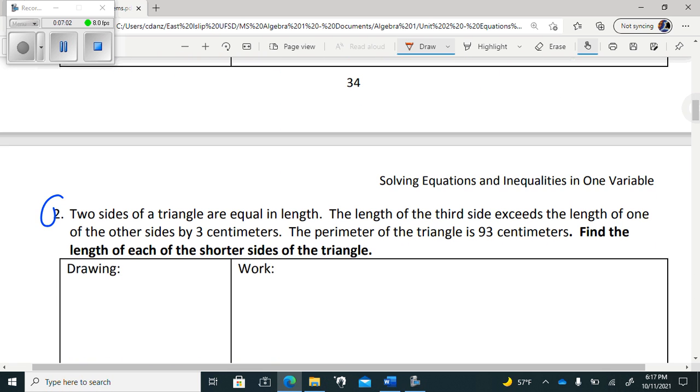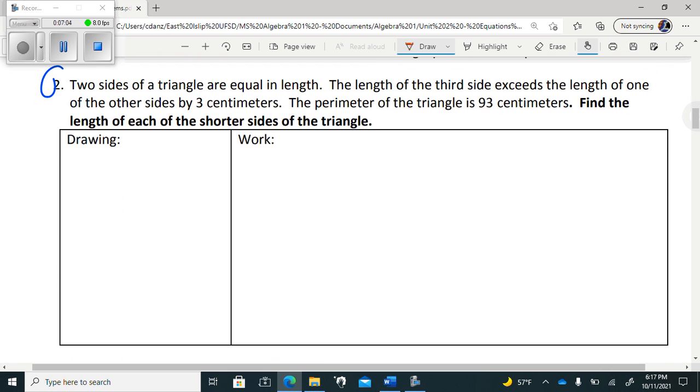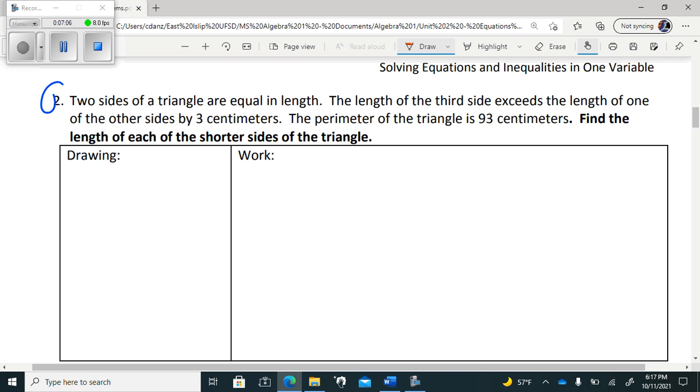We will move on to number 2. Two sides of a triangle are equal in length. What was that called again? Isosceles, yes.